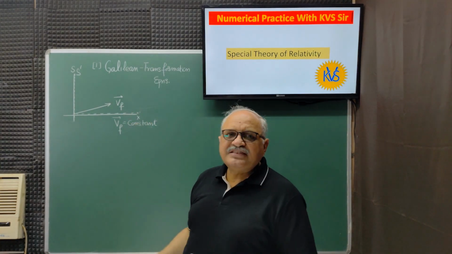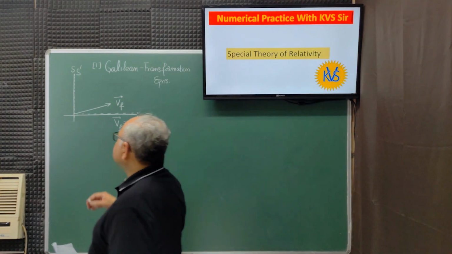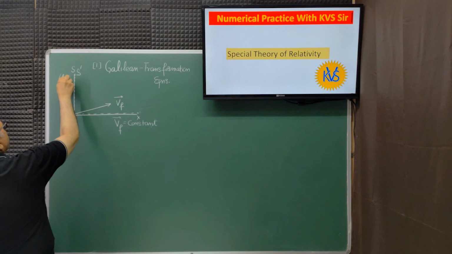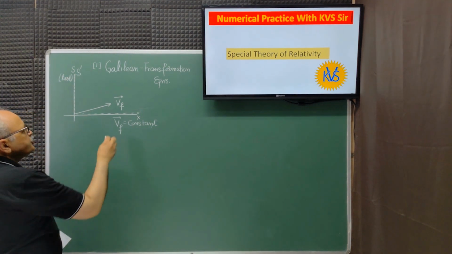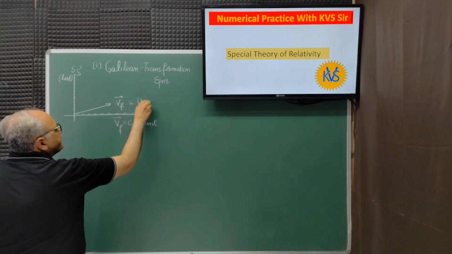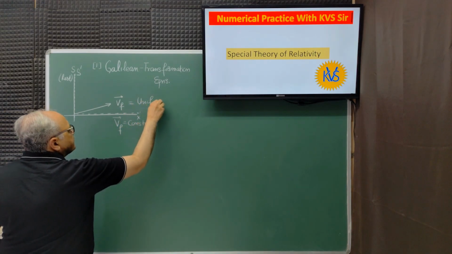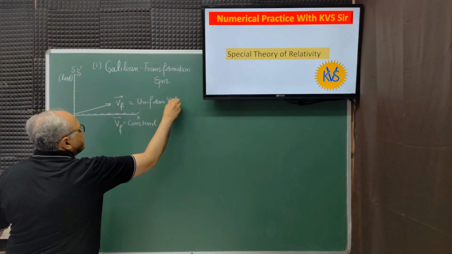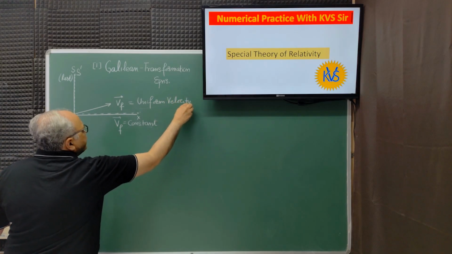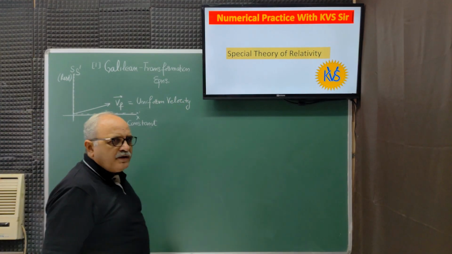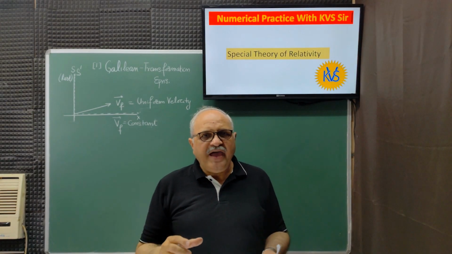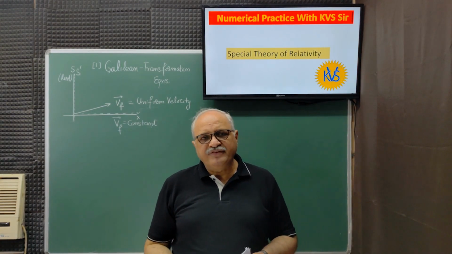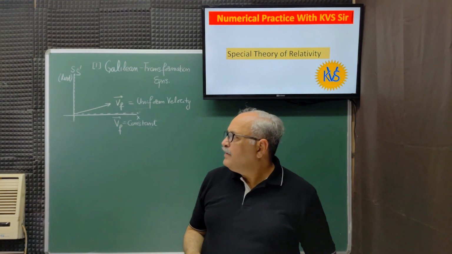But frame S is in rest position, but the frame S dash has a uniform velocity Vf. That means the velocity of this frame remains constant with time. That's why we call these frames inertial frames of reference, right?